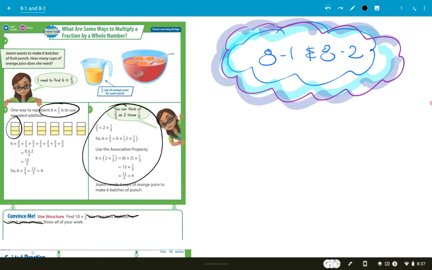Okay. All right, let's look at number 3 here. I did that one for you already. It says find 3 times 2/3 using repeated addition. So 3 times 2/3 equals 2/3 plus 2/3 plus 2/3, 3 times. In 4, I already did it. It says find 6 times 3/4 using the associative property. So I wrote 6 times 3/4 equals, and I put 6 times 3 times 1/4.